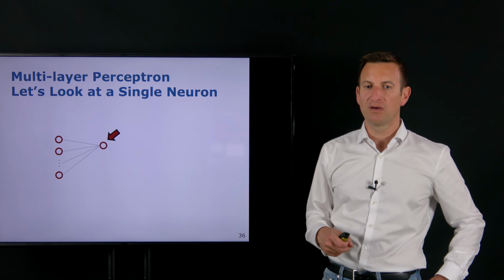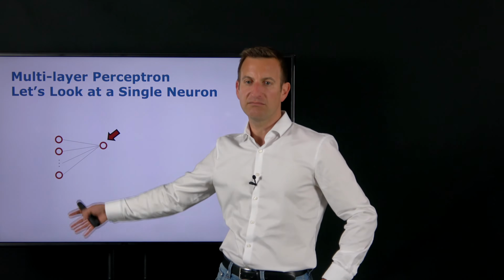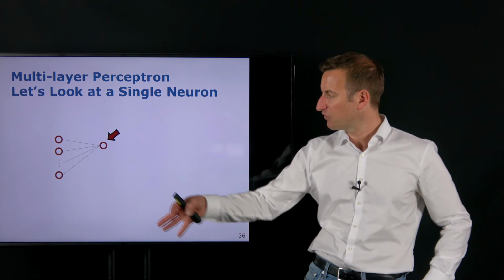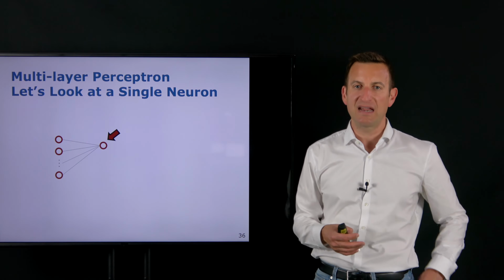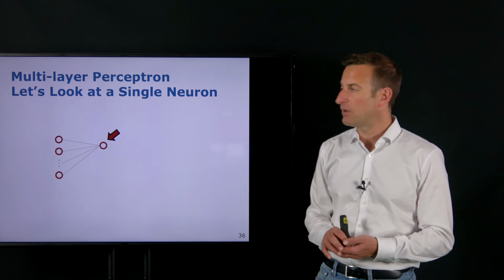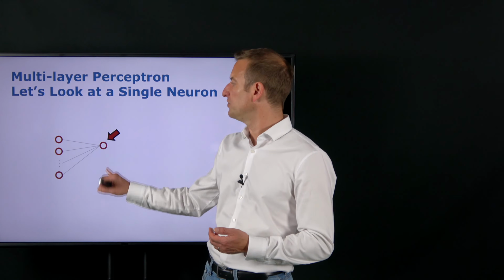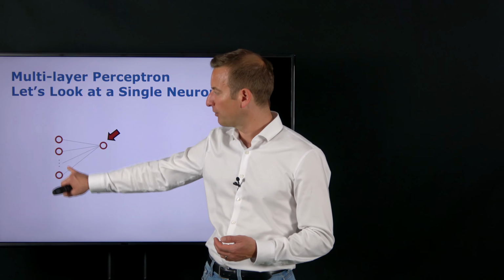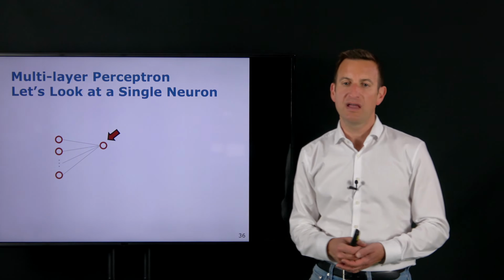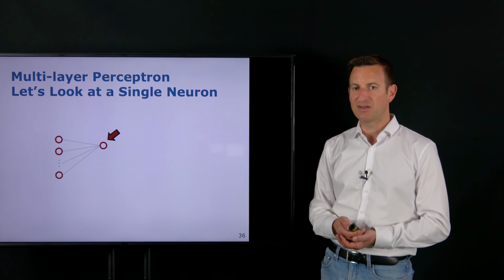Some inputs from, for example, the input layer. For now we can assume it's the input layer, but the same holds later on for any other layer in our network. And we want to understand what this perceptron or single neuron does, how it operates, taking those inputs and turning them into an activation.